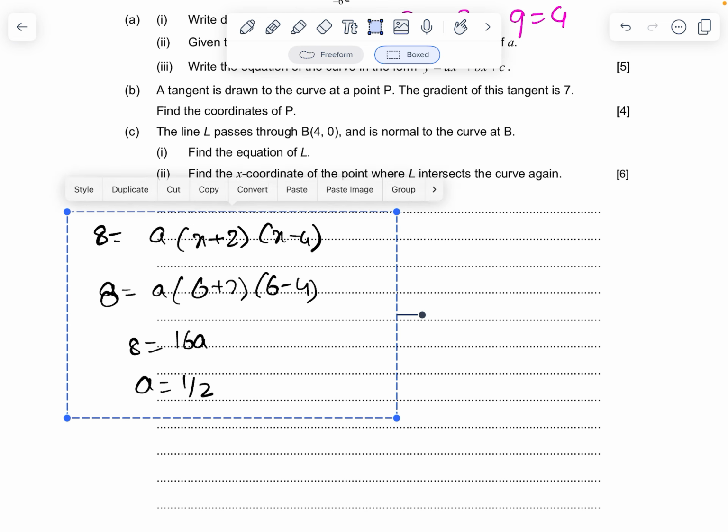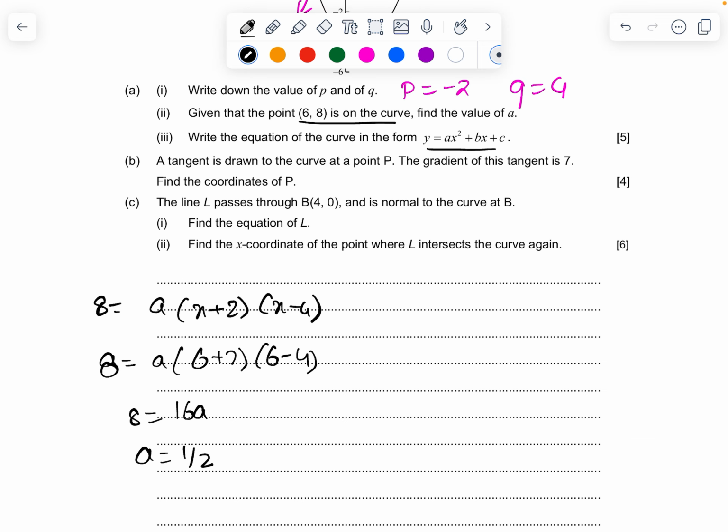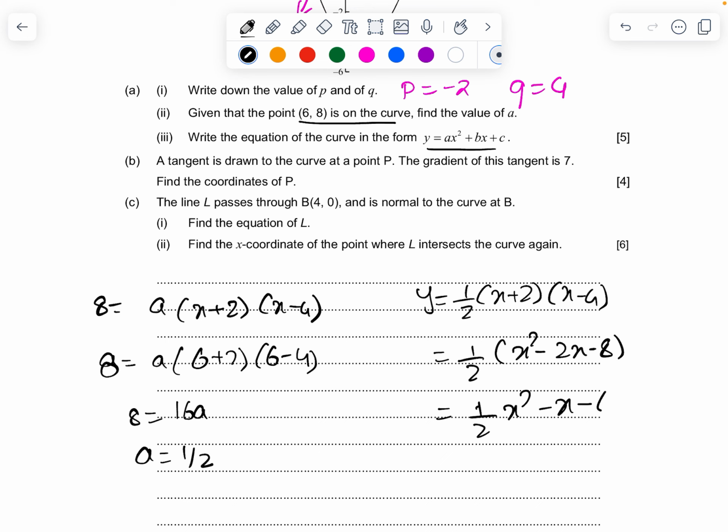Now what else is being asked? Find the equation in this form. So y equals 1 upon 2 times x plus 2 times x minus 4. So that is 1 upon 2 times x square minus 2x minus 8. So which is 1 upon 2 x square minus x minus 4.